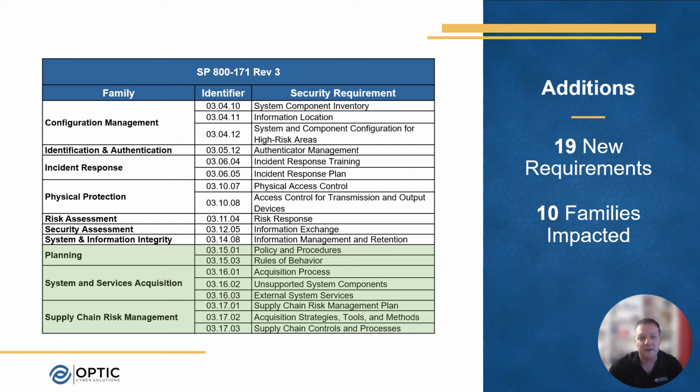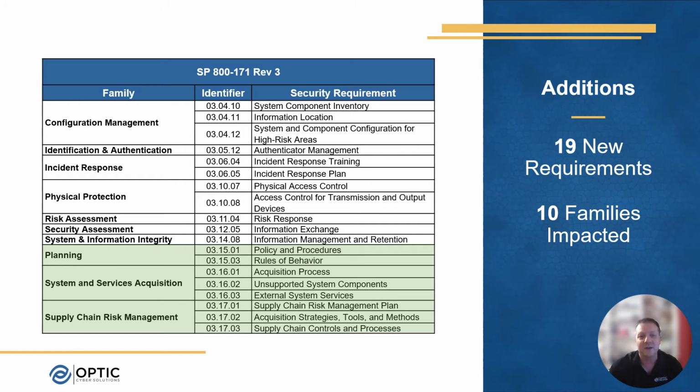So as we take a look into the 19 new requirements that were brand new to revision 3, I wanted to highlight a couple points. First of which is requirement 03.06.05 for incident response plans and 03.11.04 for risk response. These two additions were actually new in the final version of 171 Rev 3 and were not included in the initial public drafts, but added after receiving public comment. So those are the two most new requirements, if you will.